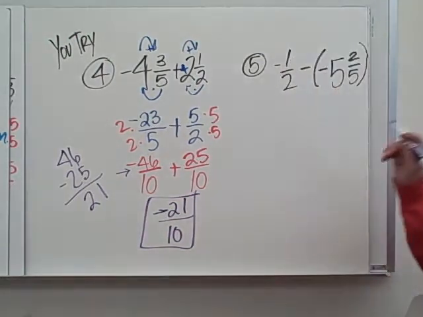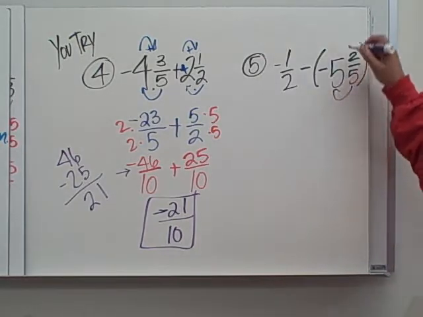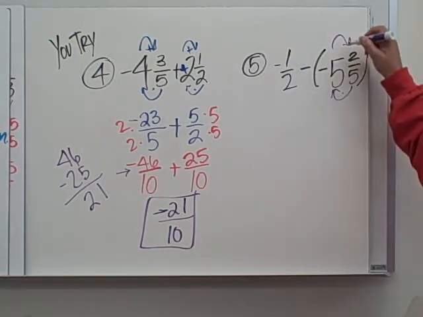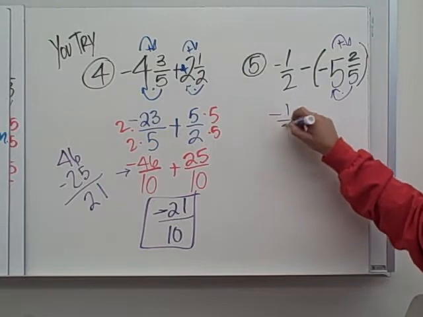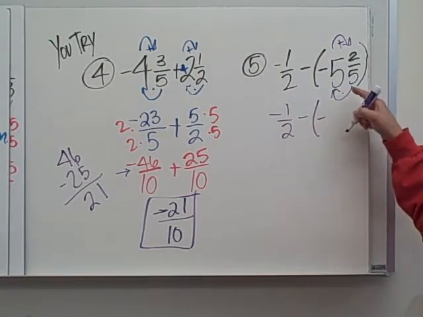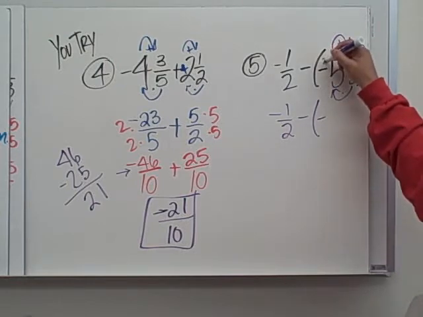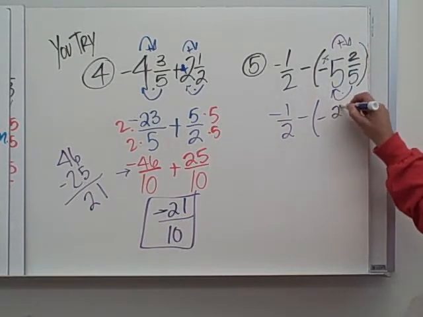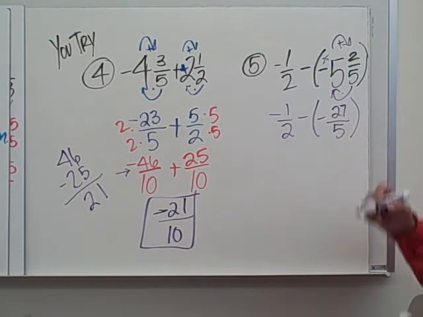Number 2. Have to do around the world. So negative 1/2 minus negative, let's see, 5 times 5 is 25, plus 2 is 27 over 5.